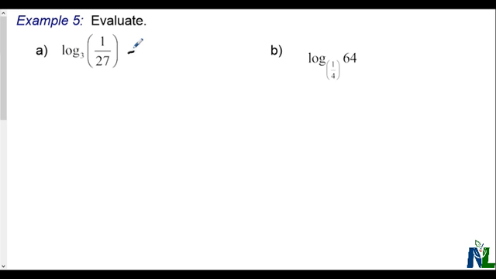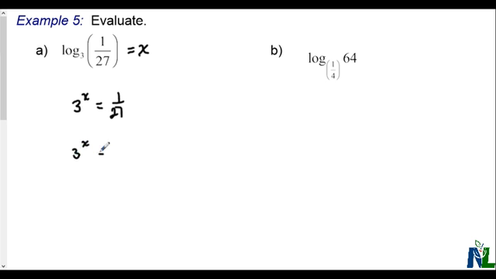So I'm going to follow the same procedure we would have done for previous logarithmic expressions and set this equal to x. And I'm going to rewrite this as an exponential. I'm going to say 3 to the x equals 1 over 27. So if I compare 3 and 27, I could write 27 as a base of 3, or a power of 3.